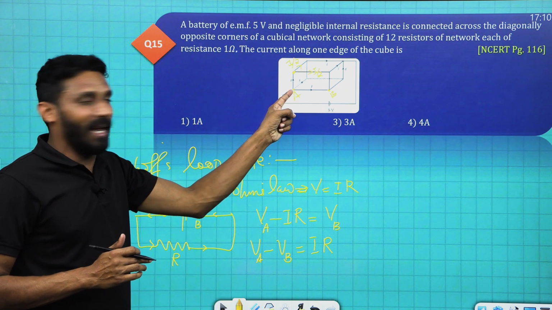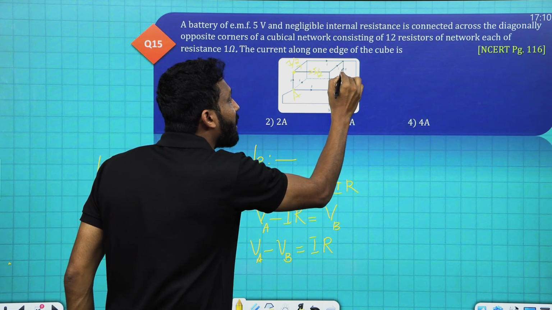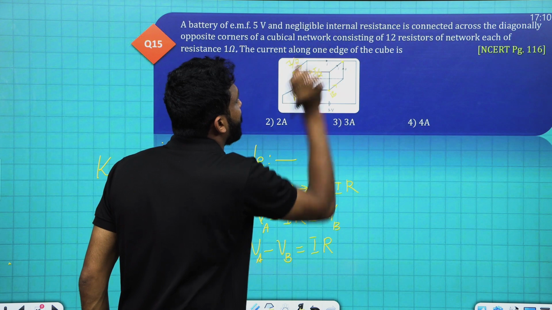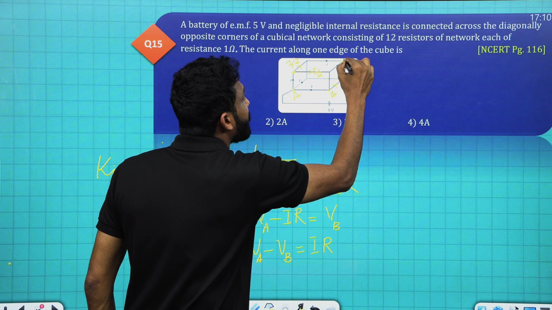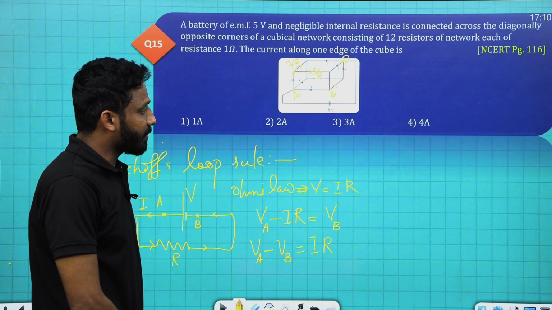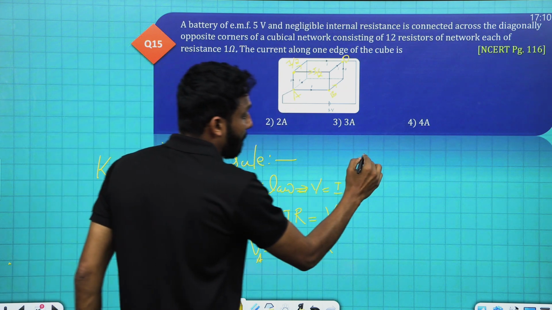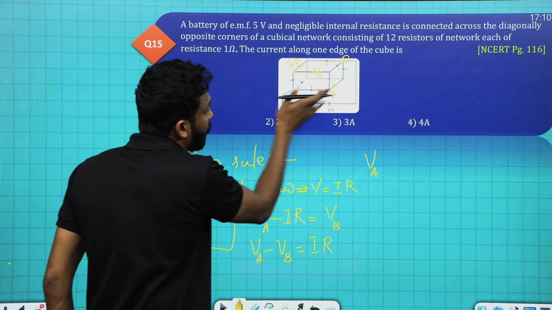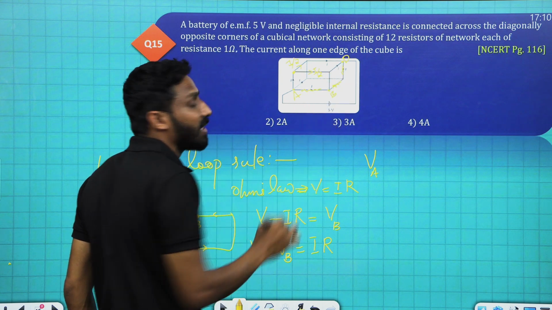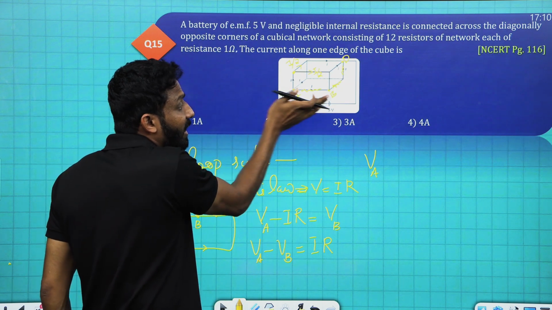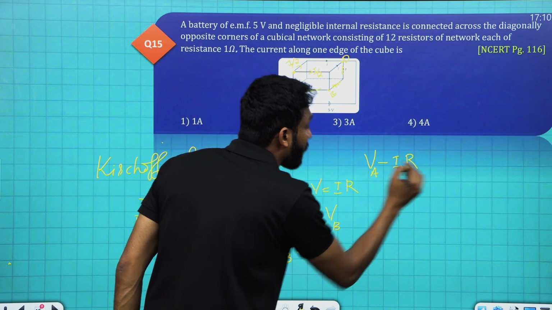We start from A. Suppose we are moving along B in this direction, and let this point be D. Now look here. I'm starting from here, so VA. Now I'm moving in this way, and in each arm there is a resistor, as mentioned in the question. The current is moving along the resistor, so the potential difference is minus IR there.